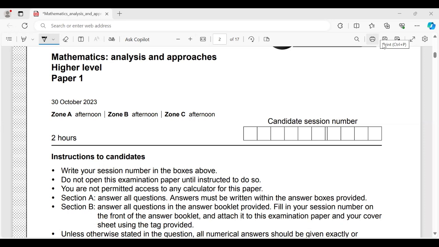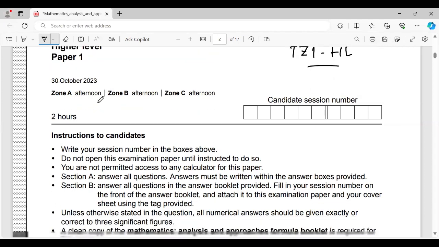In this video, I would like to explain how we're solving a past paper. IBDP past paper, Mathematics Analysis and Approaches, Higher Level Paper 1. So this is TZ1 HL past paper, 30 October 2023. Let's start with number 1.